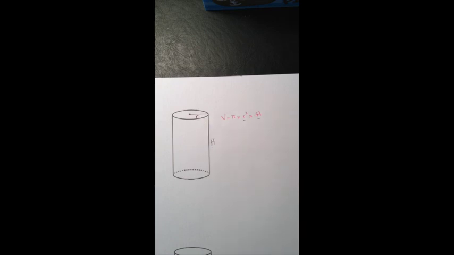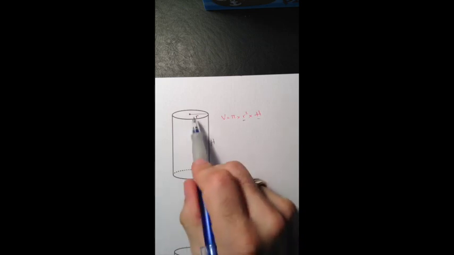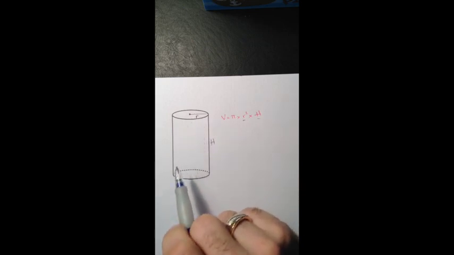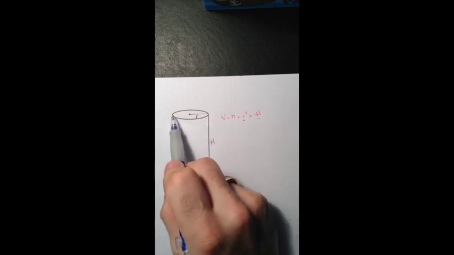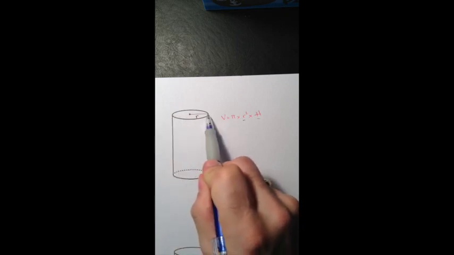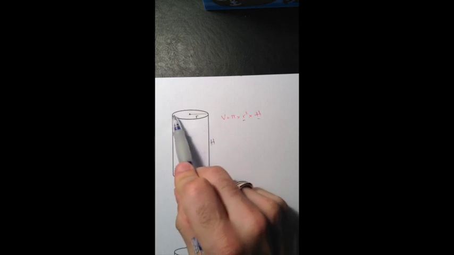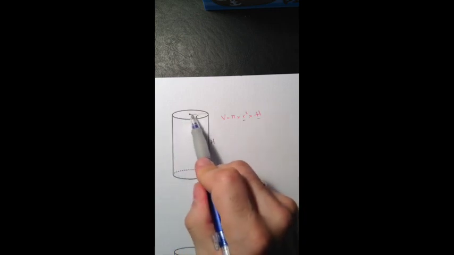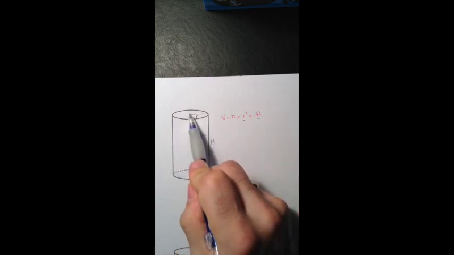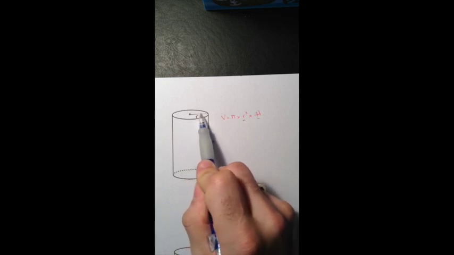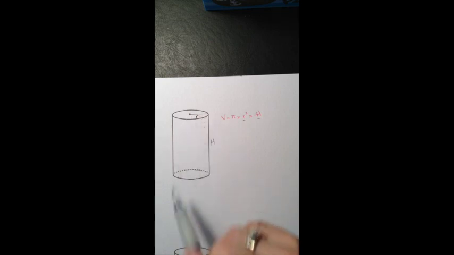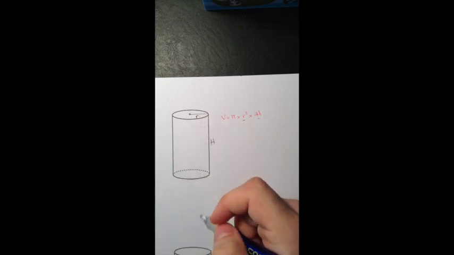Now what they will do in some questions, instead of giving you the radius and making it nice and simple for you, they will give you the diameter, which is from one side of the circle to the other side of the circle. If they give you the diameter, what you need to do is divide that number in 2. Then you have your radius. So that's just one extra step, and we'll have a look at an example in a second.